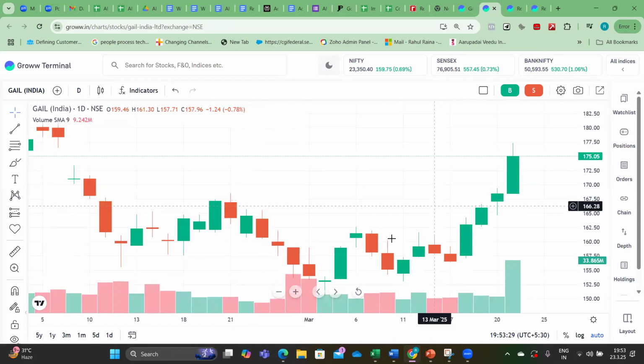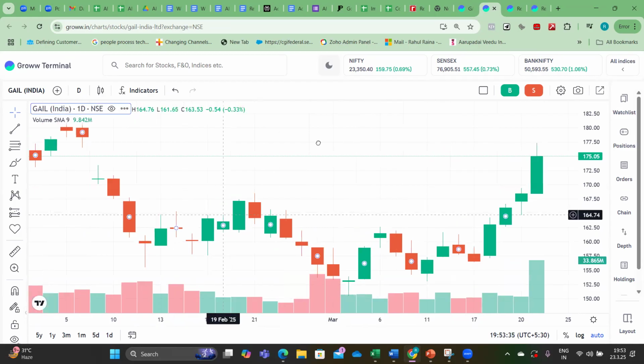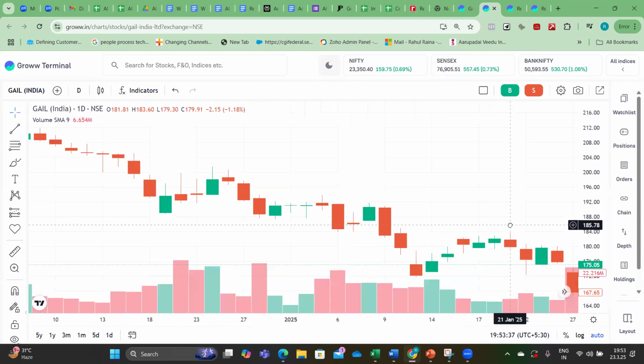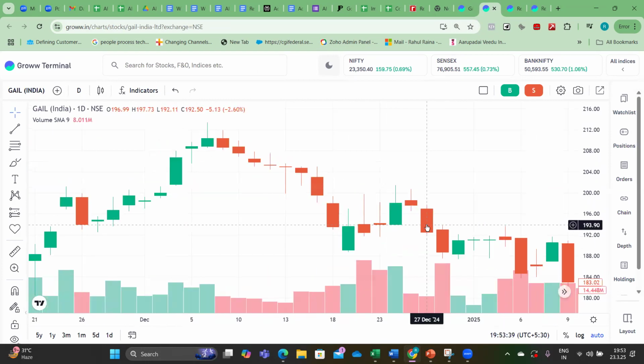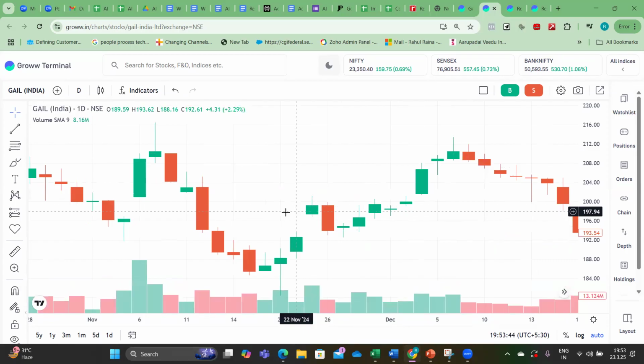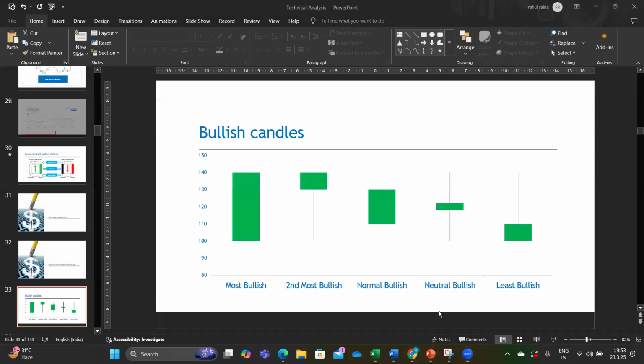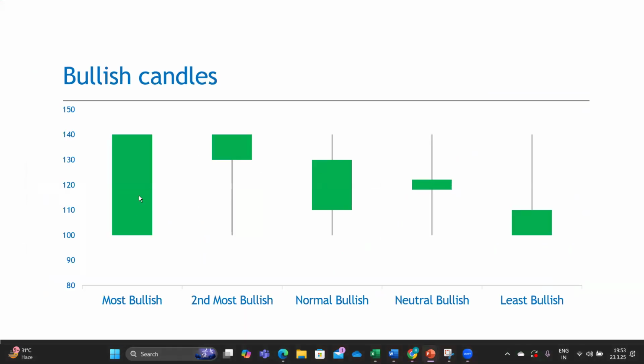No, not exactly. This can be, you can say 5th March, it is somewhat bullish, but still there is a small wick, right? So ideally, when there is no wick, that kind of candle we call a Marubozu candle. Okay. So this is the most bullish candle which you can see on any chart.